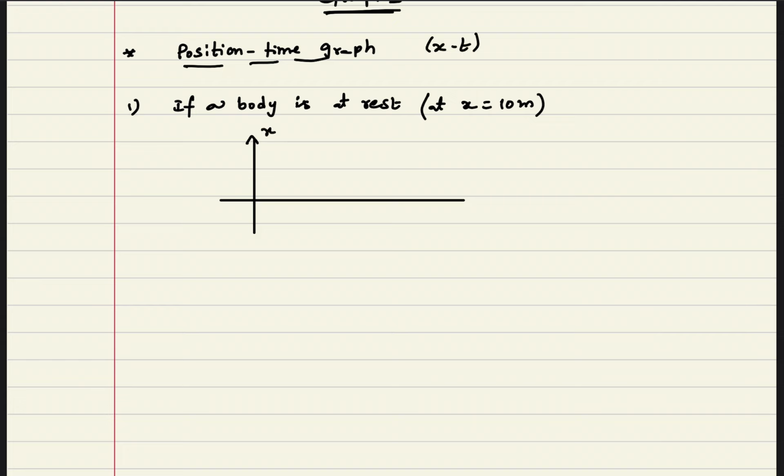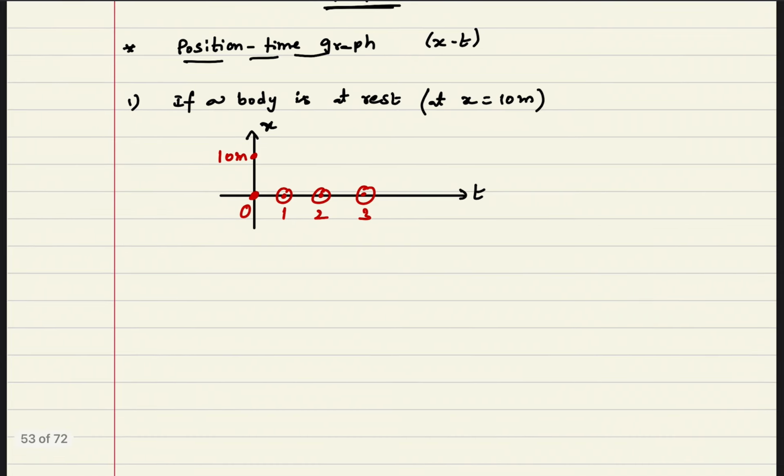I am taking an x-t graph here. X is along the y-axis, t is along the x-axis. X equal to 0 point and x equal to 10 meters point is here. Now t equal to 1, t equal to 2, t equal to 3, that is 1 second, 2 seconds, 3 seconds. Every time, the position will not change as it is at rest. Now you can see the graph is parallel to the time axis.